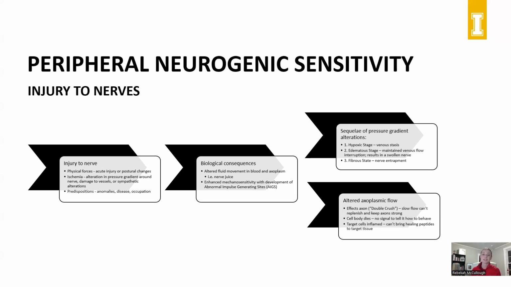And then there's also enhanced mechanosensitivity with development of abnormal impulse generating sites. After those biological consequences, so that altered fluid movement within the blood, there's a whole sequelae of pressure gradient alterations, starting with a hypoxic stage or just venostasis. Then if it's sustained, that can result in a swollen nerve, which is the edematous stage. And then if that continues, it becomes that fibrous state or nerve entrapment.